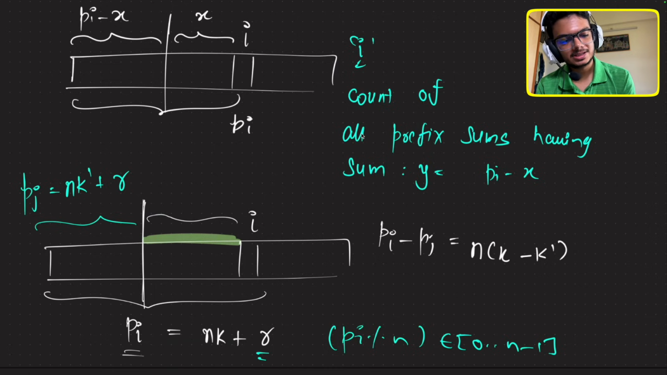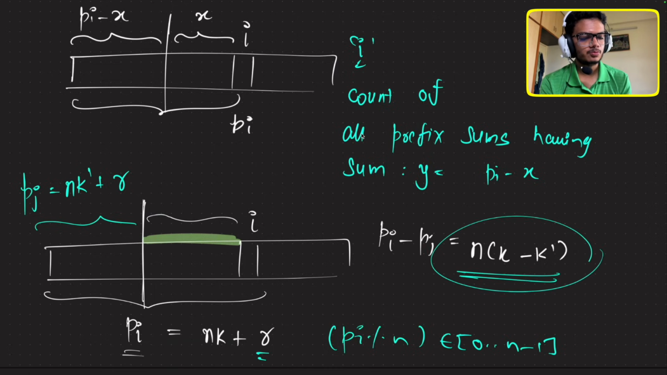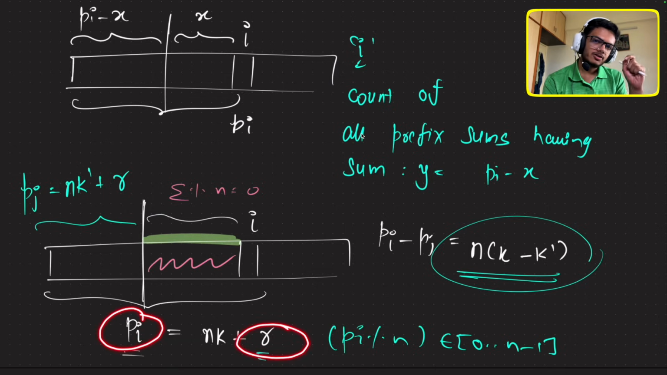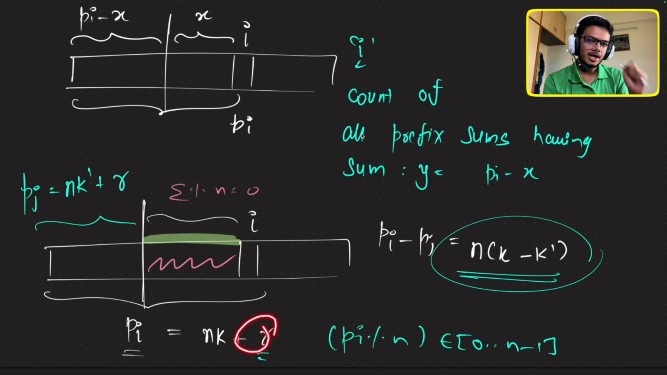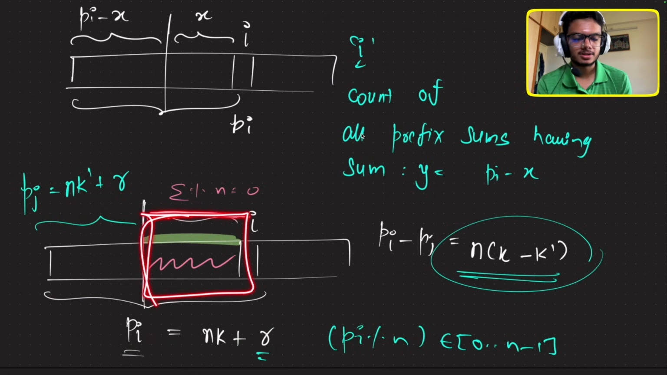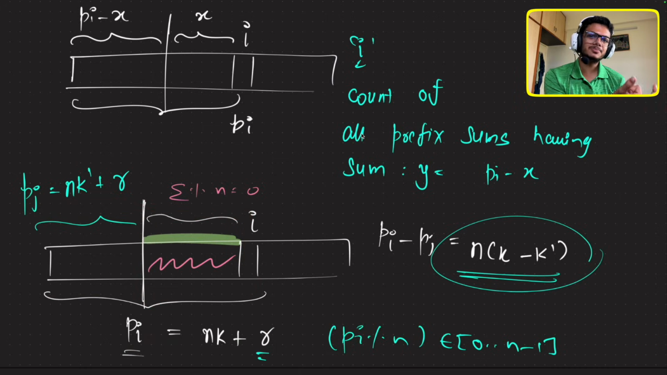What do you know about this, guys? What is this value? Like, what did this value turn out to be? A multiple of n. That is, the sum here mod n will be 0. The proof is right in front of you. If you know that pi yields a remainder of r, and you find a pj before it which also leaves a remainder of r, this portion, you have got a subarray whose sum is divisible by n.